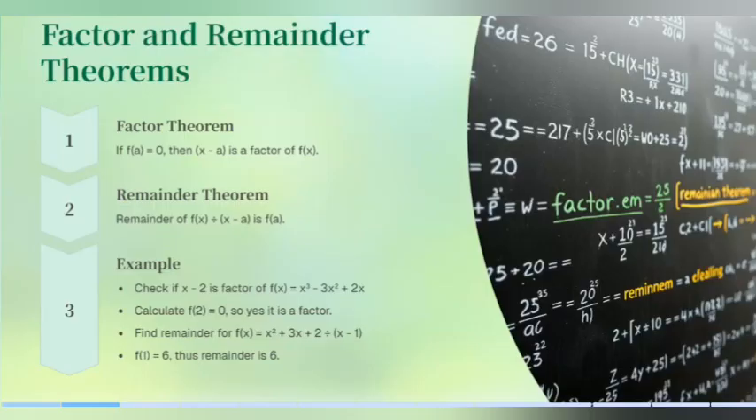So first of all, the factor theorem, what does this actually mean? If f of a is 0, then x minus a is a factor of f of x, right? So first of all, f of x is our equation, our function, whatever polynomial we are given to work with. So for example, what we have here, f of x is x cubed minus 3x squared plus 2x. Now the factor theorem says that if f of a is equal to 0, now what does it mean? What does f of a actually mean?